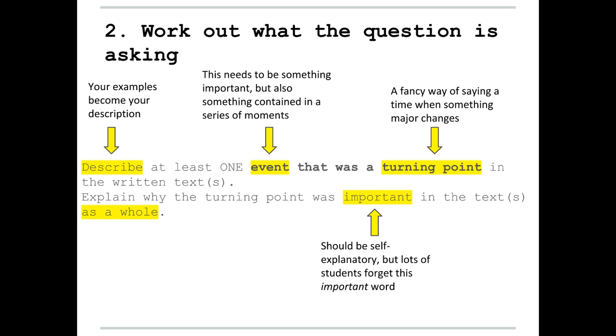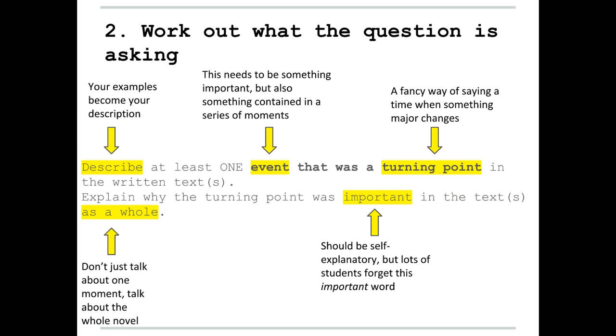The next keyword is important, the word important itself. Hopefully that's self-explanatory for you guys, but a lot of students tend to forget this whole aspect of explaining why the turning point was important. It would be a very different essay question if the sentence said, explain why the turning point was surprising or challenging. But this question is very simple and it's gone for that word important, so you need to make sure that you address that in your plan.